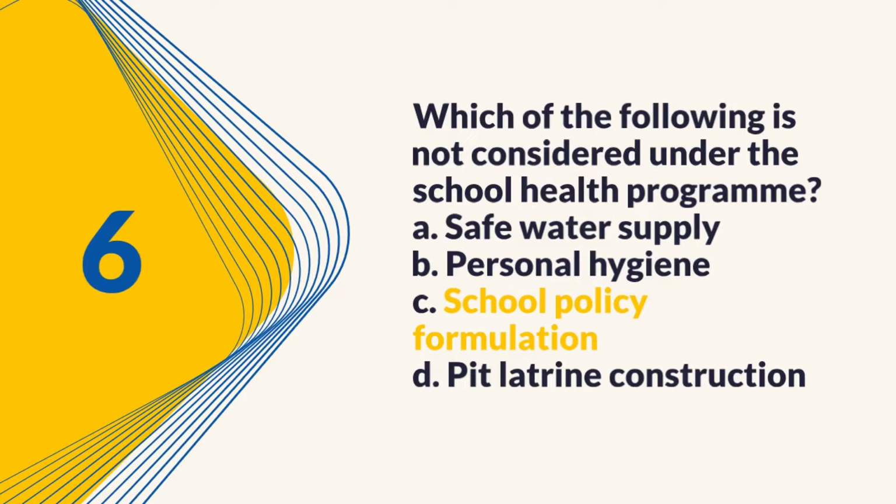Let's explain. School health programs focus on providing safe water, promoting personal hygiene, and sometimes even constructing sanitation facilities like pit latrines to ensure a healthy environment for students. School policy formulation, however, is more about governance and administration, not a direct component of the health program itself. So, the correct answer is C, school policy formulation.